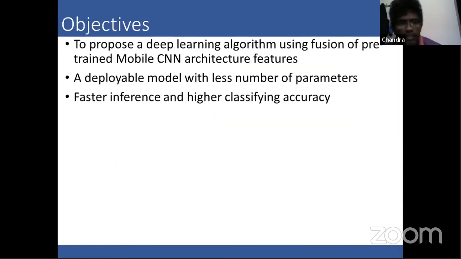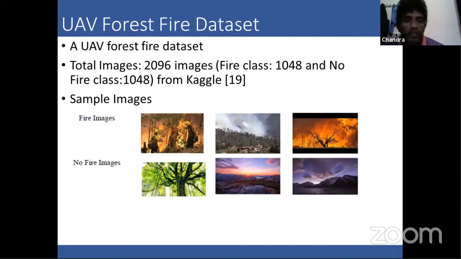Why? The reason is that most deep learning algorithms are quite expensive in terms of computation and also inferencing, because they take a lot of time. So this is the forest fire data set that I've used. In fact, this is not so popular, because only one or two forest fire data sets are available.